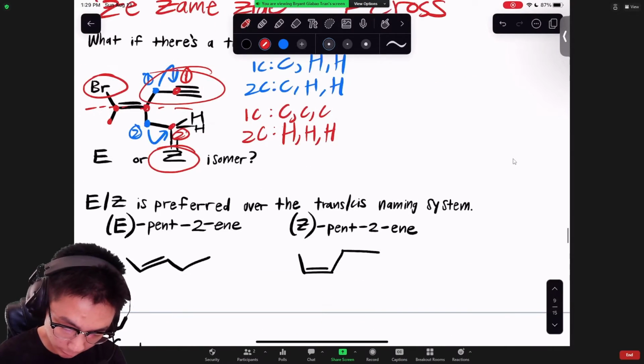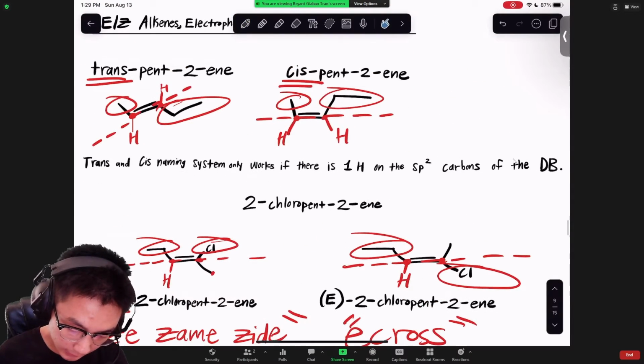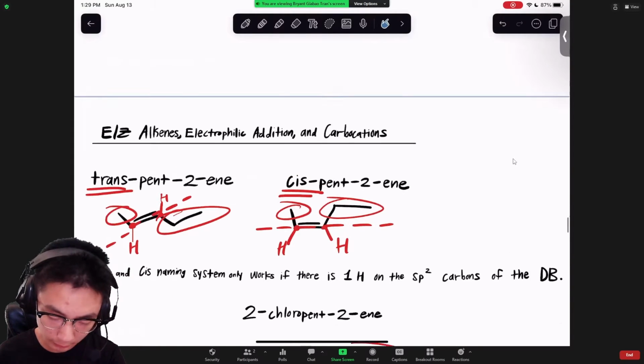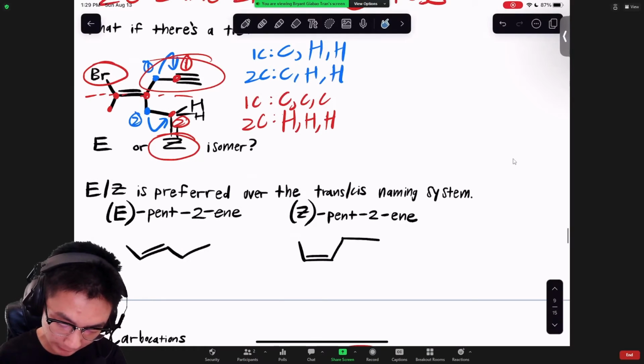And let's go back to the trans and cis examples that we had. This is the old naming system. We prefer to name it through the E and Z instead.